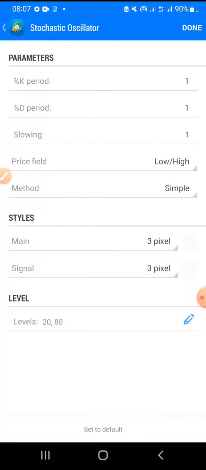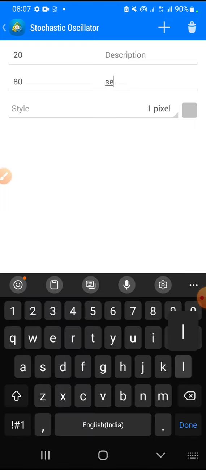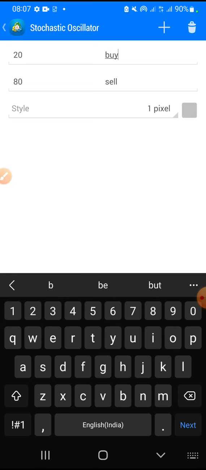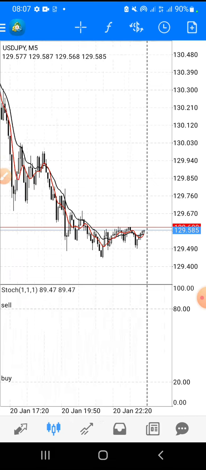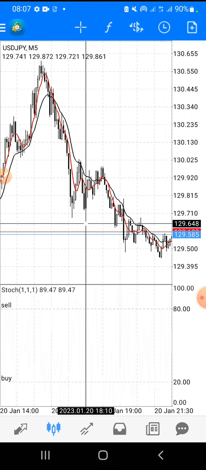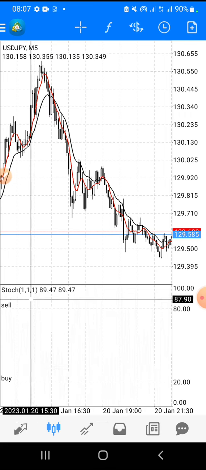What we need from this stochastic are these two levels, the 80 level and the 20 level. Make sure you have them. This is the sell, this is the buy. So let's put a description on them so that it's easy for us to track and understand these indicators. Once you're done, you can click done, and you should have something like that. Basically, you have your sell zone and your buy zone, and nothing else should be inside.